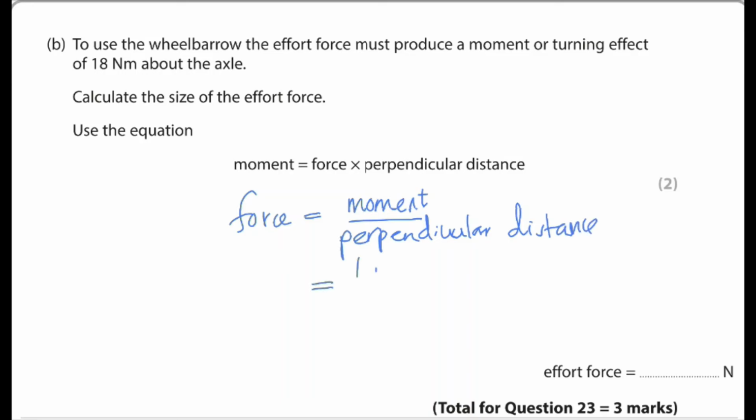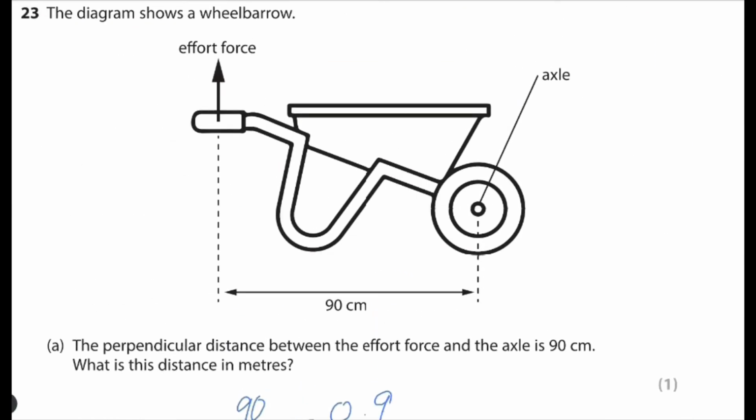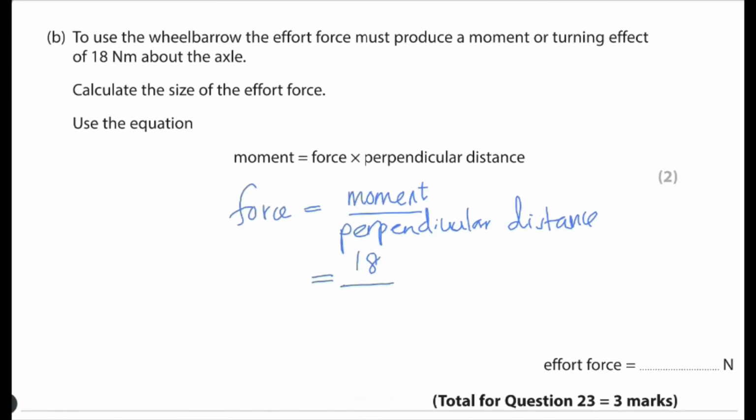Moment is 80 newton meters divided by, we look at the perpendicular distance to the force, that is this distance that they have given, 90 centimeters, and we have already done the calculation to find out that it is 0.9 meters. We'll use that value. The answer is 20 newtons.